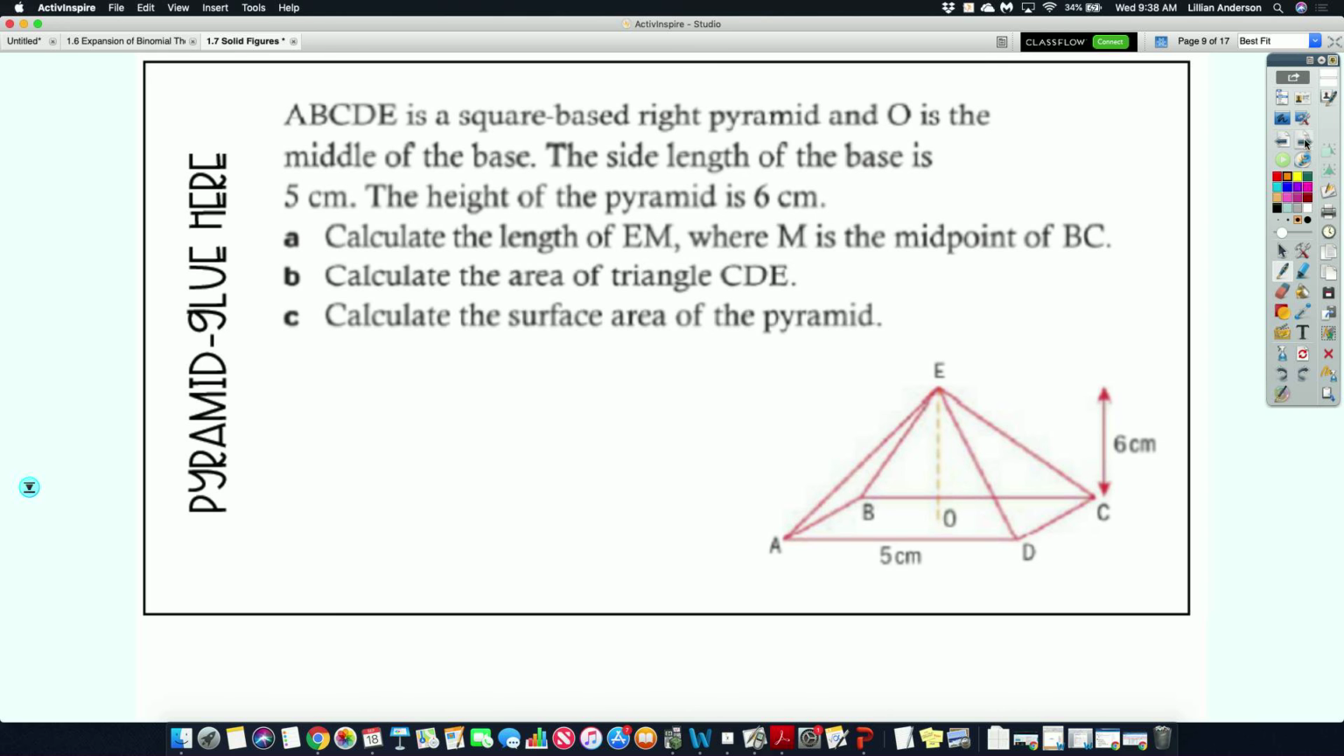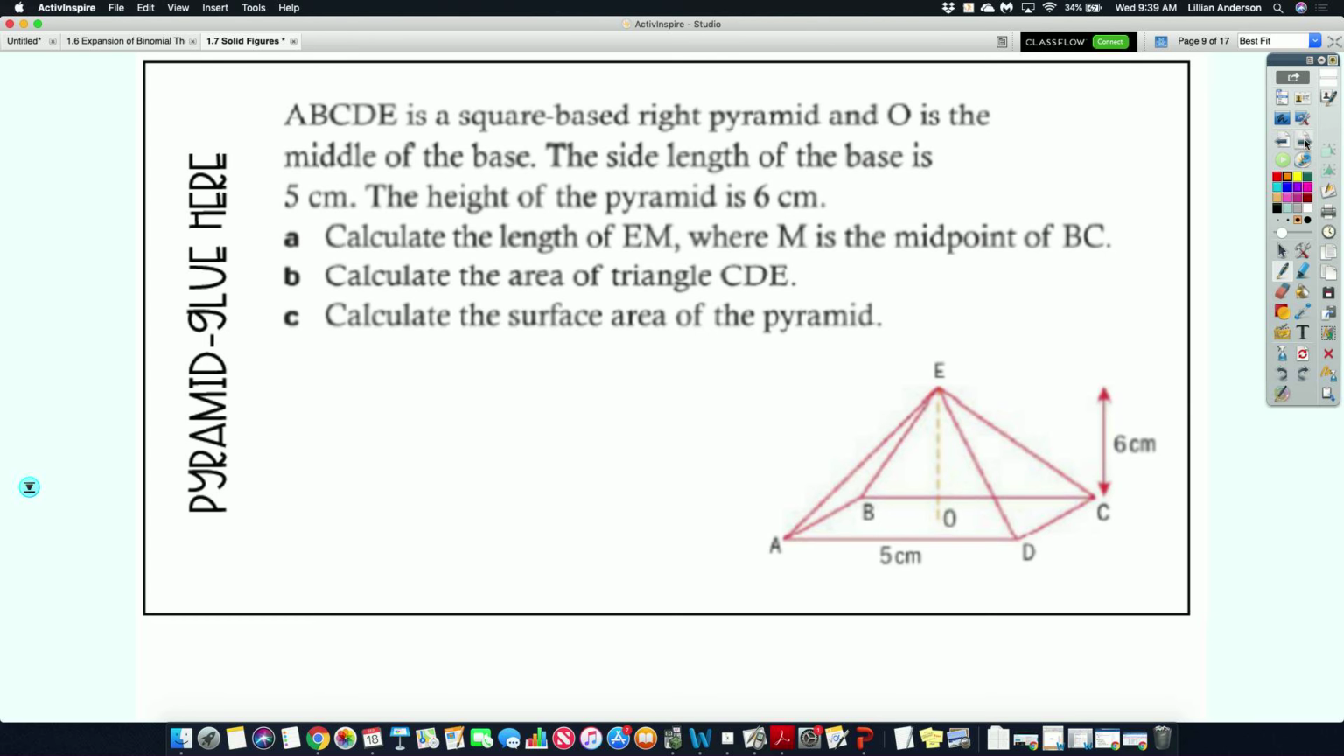Pyramids. Okay? Let's take a look at this one. Again, it's building you up to get to the point where you're finding the surface area of the pyramid. Very rare they're going to ask you to find the surface area of a pyramid unless they give you everything that you need to know. In this particular picture, we know that this is a square base, right pyramid. O is the middle of the base. The sides of the base are 5, and considering that it's a square, that means that all sides are congruent, so they're all 5. And then we know that the height of the pyramid is 6.